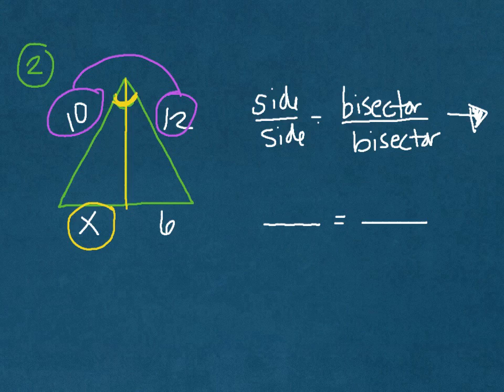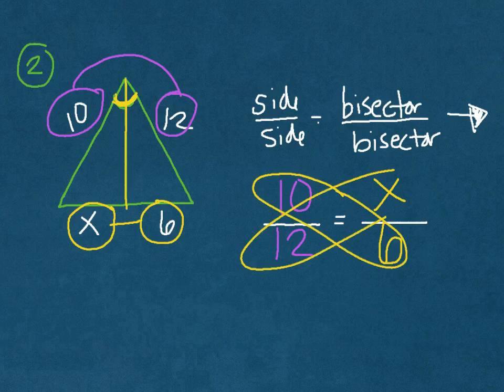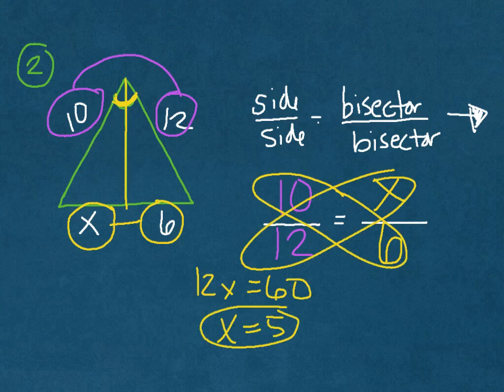I'm going left to right, as you can see in all these examples. So 10 over 12 will go in your first fraction, and then you'll put the pieces of the bisector, the x and the 6, into the other fraction, again going left to right. So x over 6. And cross multiply. So we get 12x equals 60, and then x will equal 5. So our missing piece of this triangle is 5, which would end up making the whole piece 11. So now we have all the sides of the triangle.